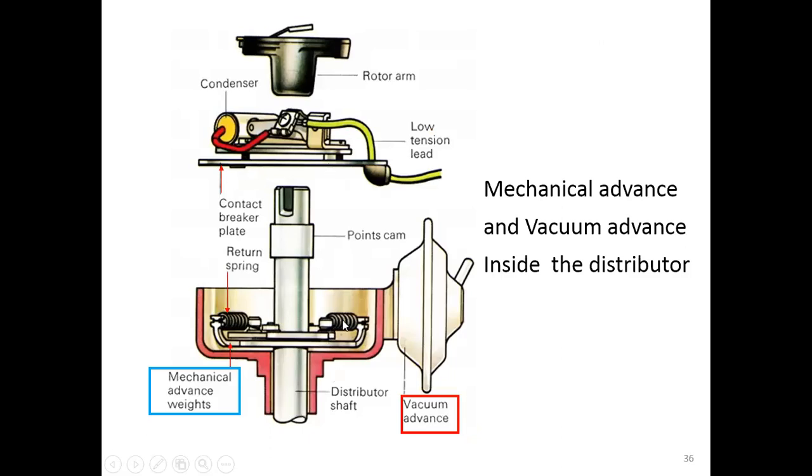Okay, the mechanical advance system is below here, right? And the vacuum advance mechanism is on the top here. Both of them are connected with the distributor shaft. That's why the distributor shaft has to be divided into portions. The upper portion is for the vacuum advance mechanism, the lower portion is for the mechanical advance mechanism.